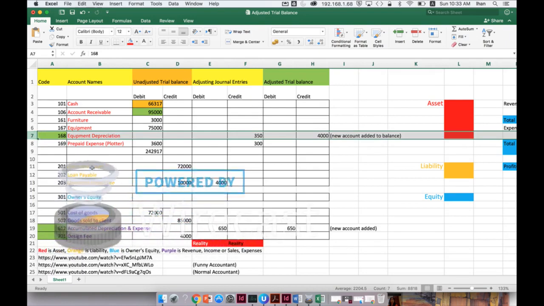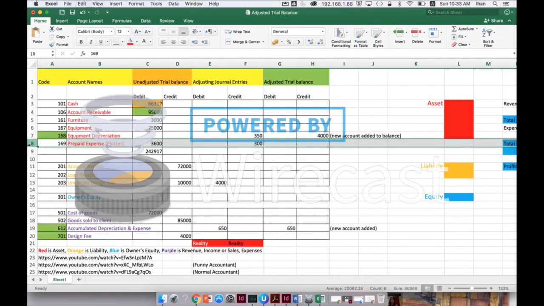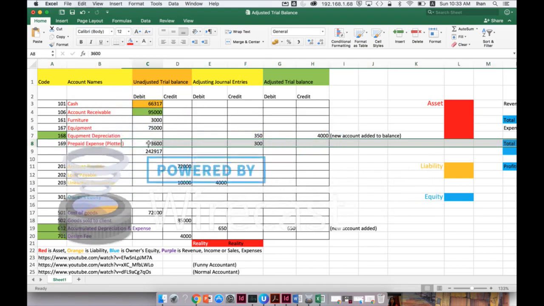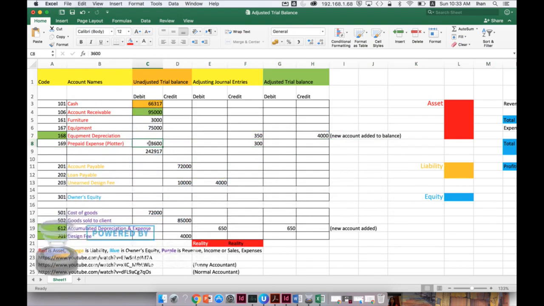There's a little bit of depreciation, and we also used part of the service that we paid for. We no longer own 3,600 of the plotter. We only own 3,300, because we already used the 300 from that deposit. So this and this are the amounts that actually affected the business, but not through a transaction.